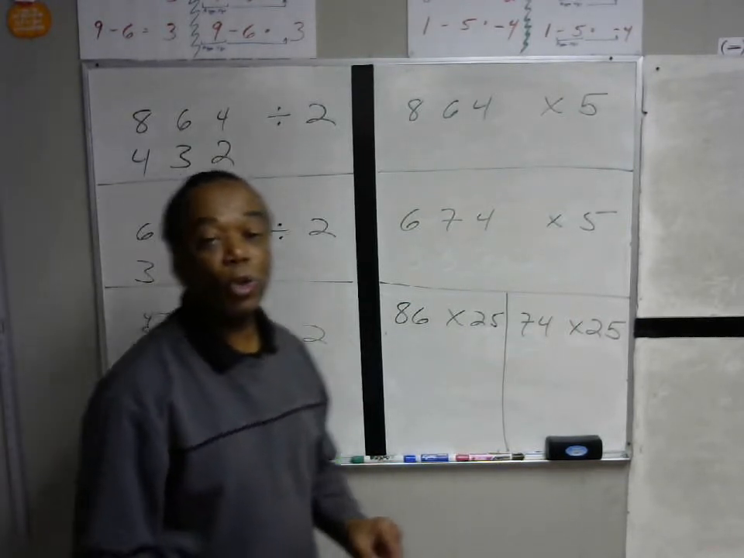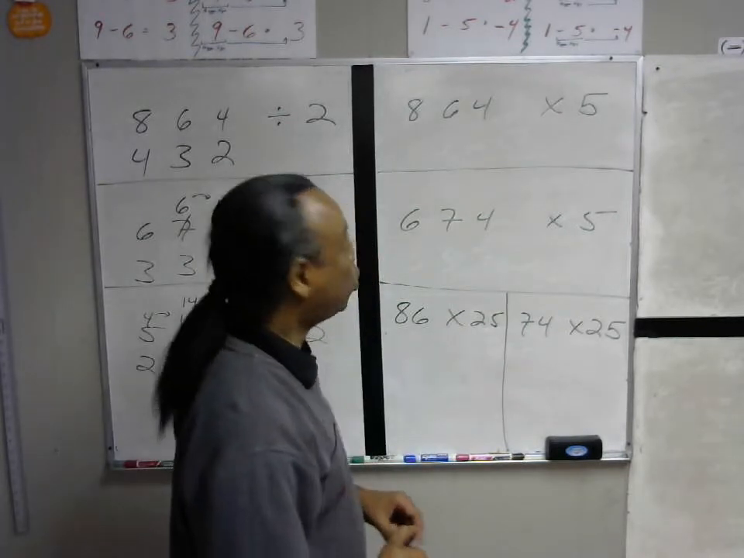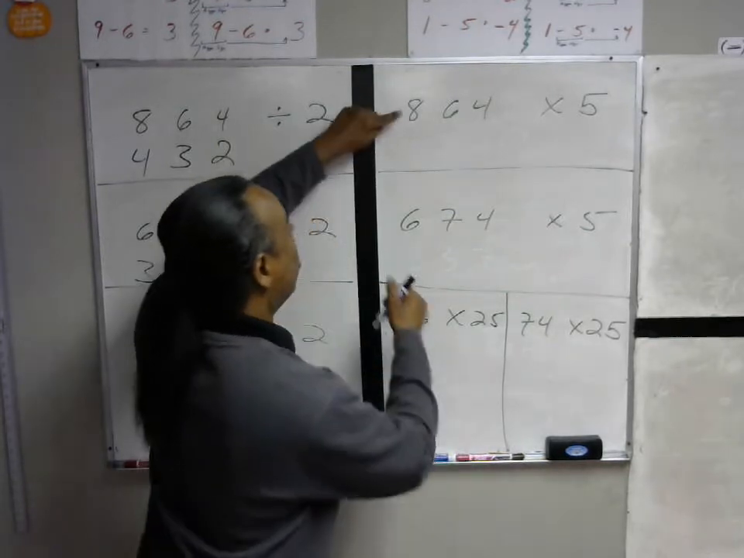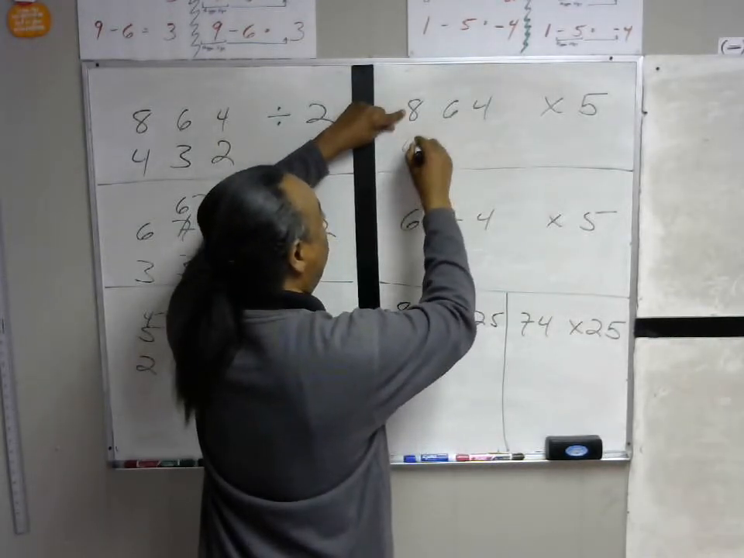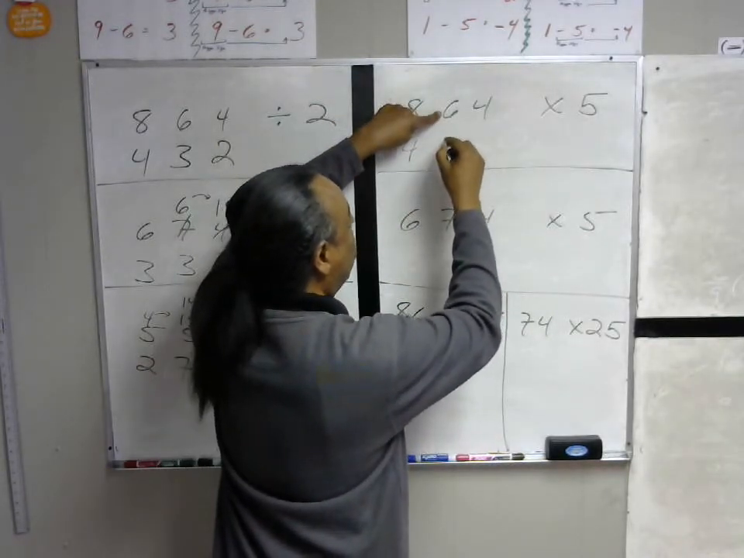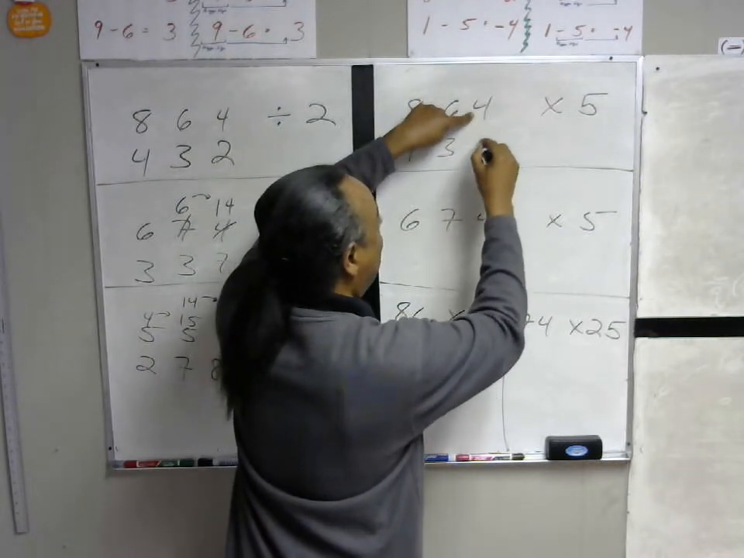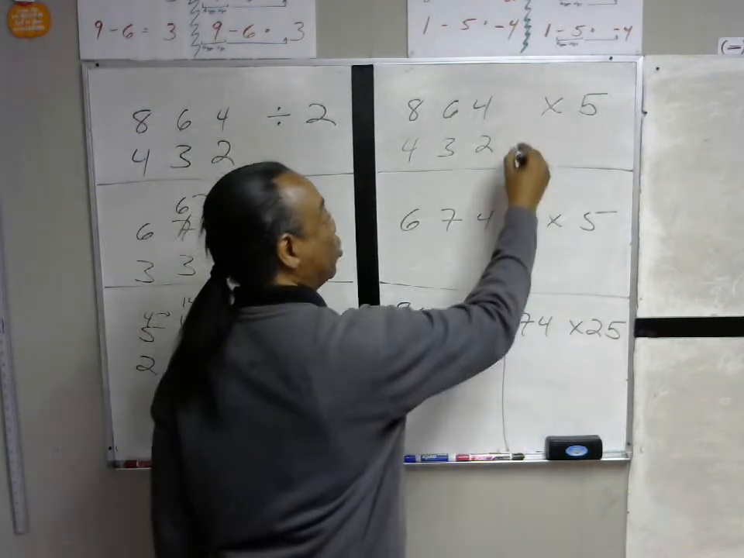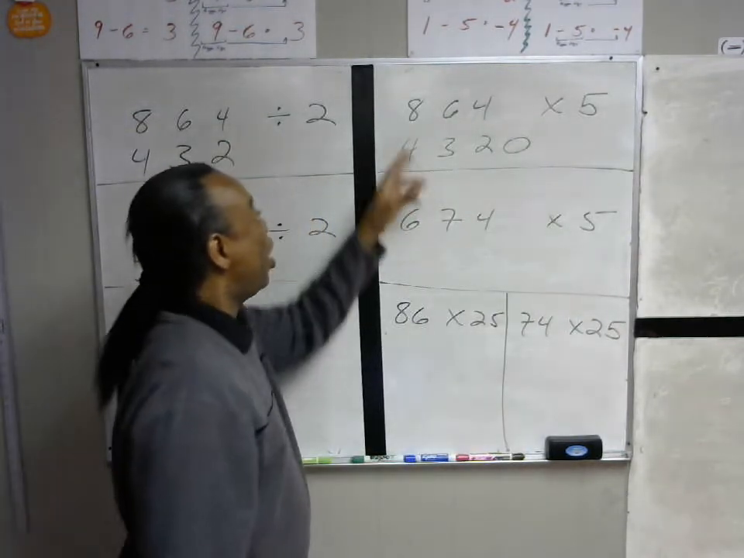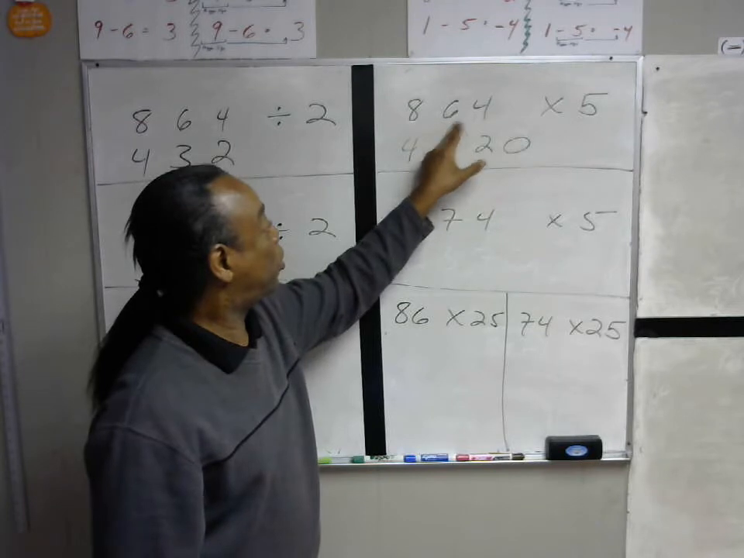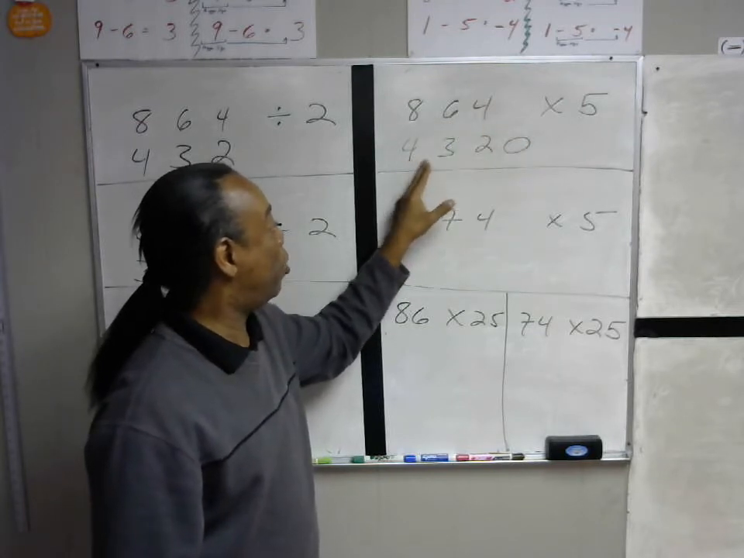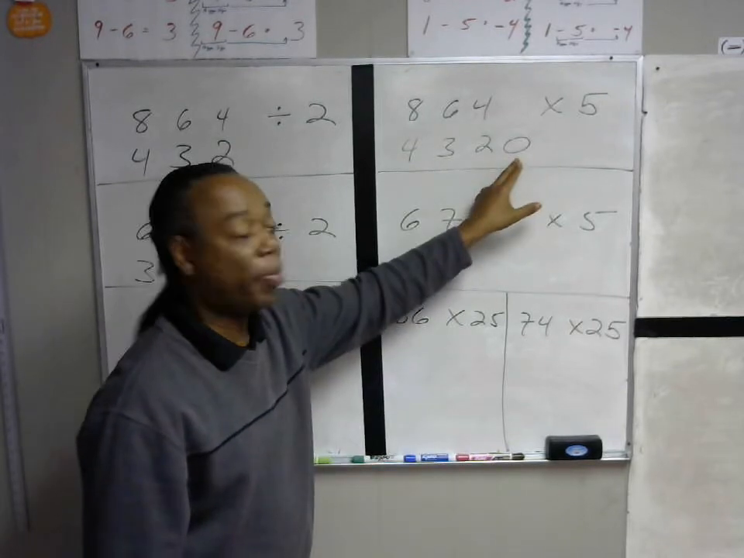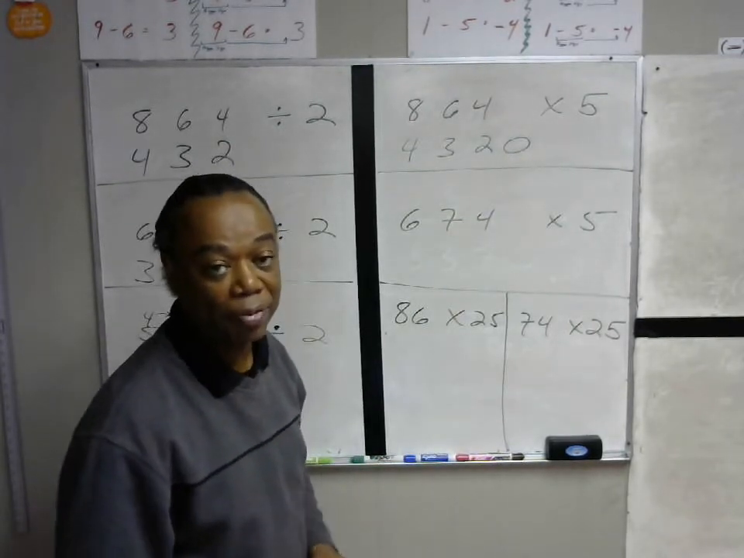All right, now multiplying by 5. Multiplying by 5, we start the same process of dividing by 2. So 8 divided by 2 is 4. 6 divided by 2 is 3. And 4 divided by 2 is 2. With multiplying by 5, we add a 0 to the end. So 864 times 5 is going to be 4,320. So again, remember to add the 0 at the end when multiplying by 5.